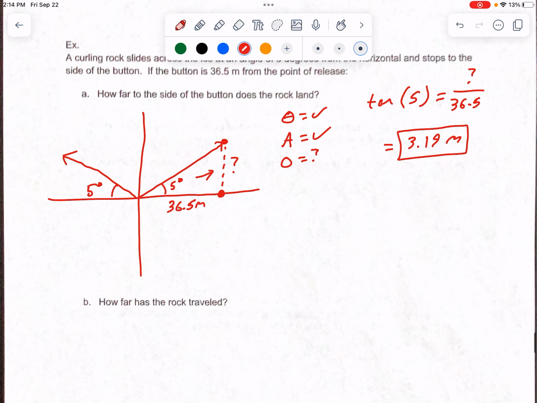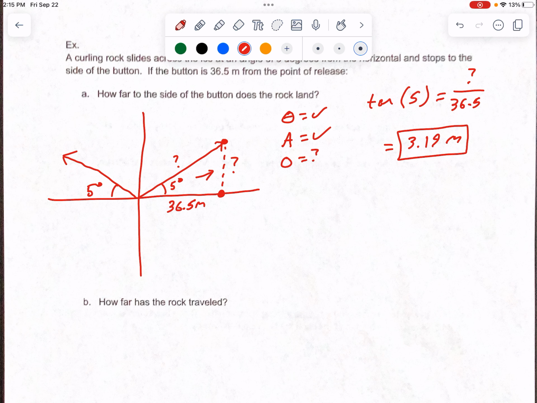Okay, so that was really just practice. You got to know what you're given in a triangle and then what you're looking for. So B, how far has the rock traveled? So if I want to know how far did it travel, I'm looking for the hypotenuse basically. Okay, so I want to figure out what is that displacement. So there's two ways you could do it.